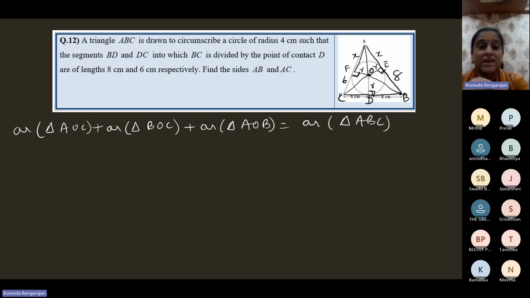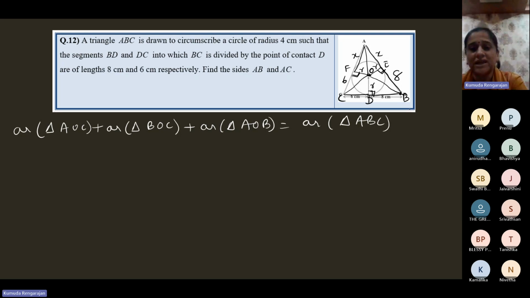They are the altitudes. Okay, and what's the length of BC? 14. 6 plus 8, 14. What's the length of AC? X plus 6. And what's the length of AB? X plus 8. So like this, we know the bases and the respective altitudes.